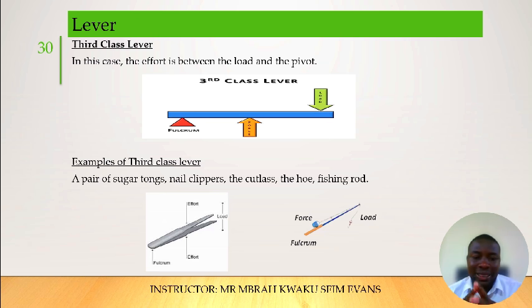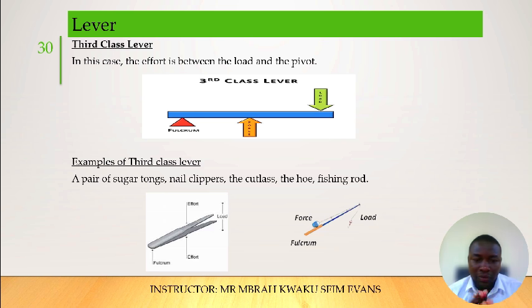Examples of a third class lever: you have a pair of sugar tongs, you have a nail clipper, you have a cutlass, you have the hoe, you have a fishing rod. These are classic examples of the third class lever.